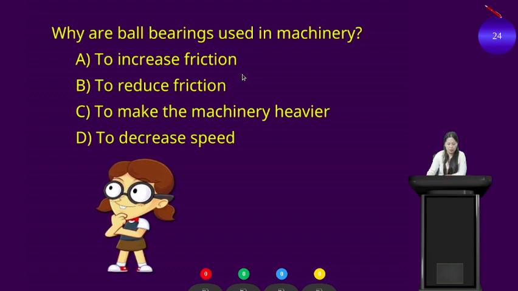Option A is to increase friction. Option B is to reduce friction. Option C is to make the machinery heavier. Option D is to decrease speed. So which of the following options is the correct answer?